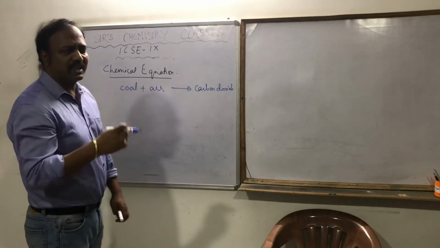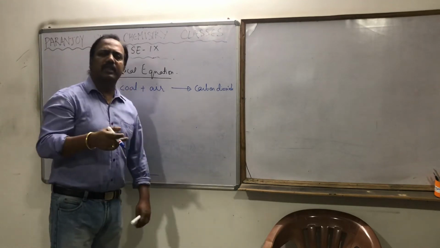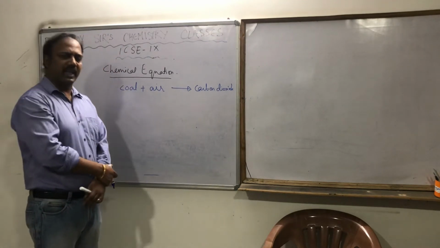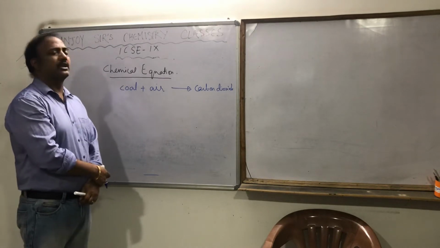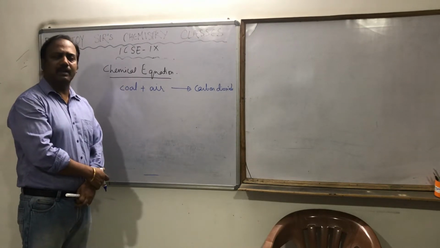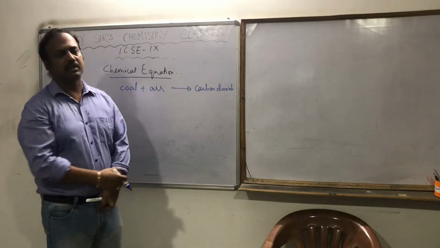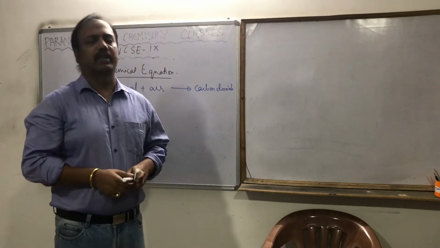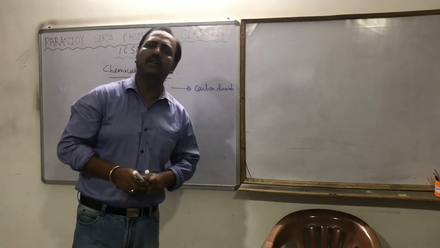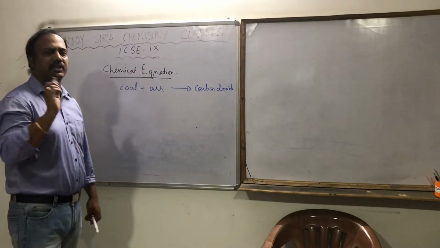But it's very tough every time to represent the chemical changes by words, and hence chemical equations are used. What are chemical equations? It is nothing but the symbolical representation of the chemical reactions, the symbolical representation of the chemical changes.